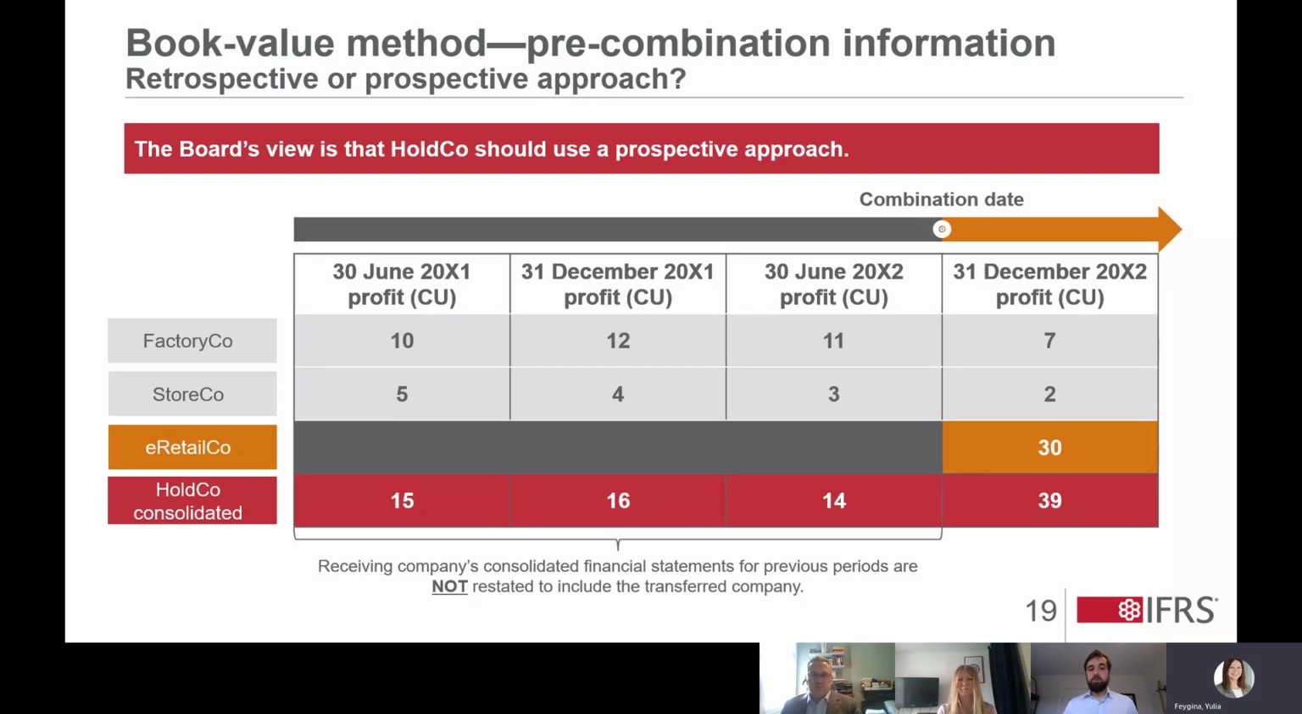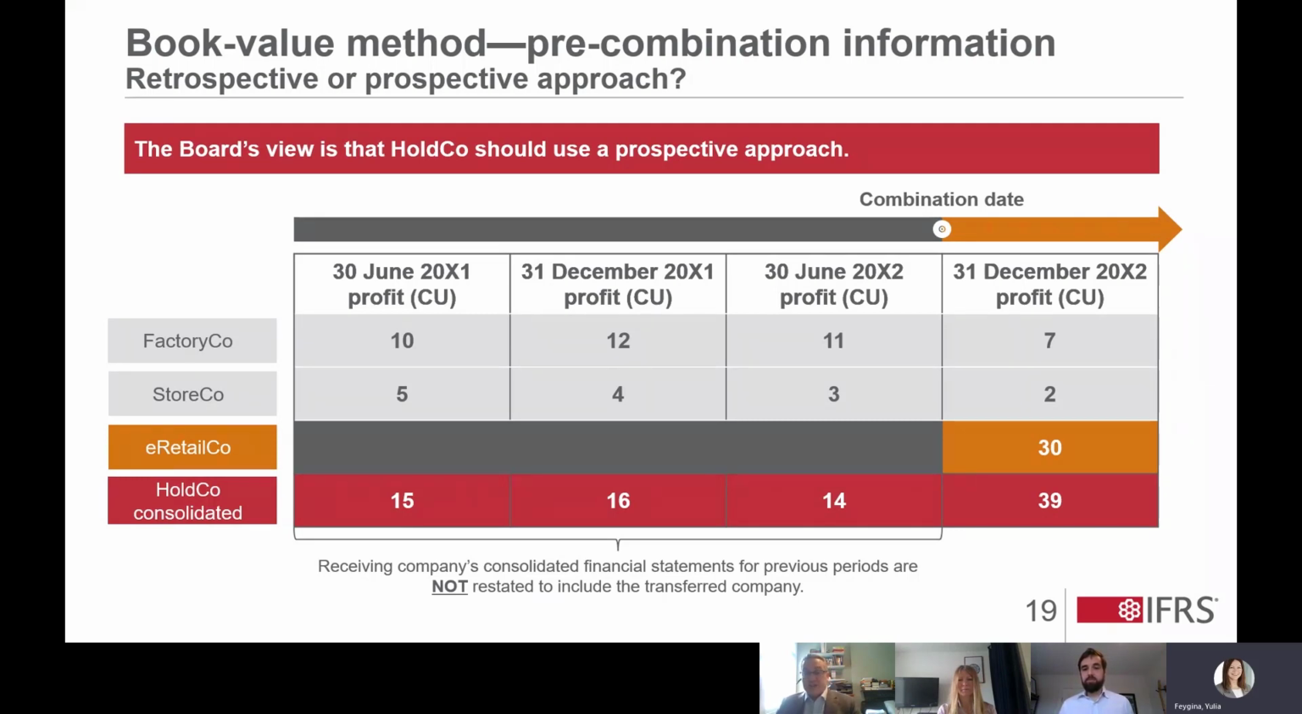After considering both approaches, the board thinks that the receiving company should include the transferred companies in its primary financial statements only from the combination date. However, the board does not prohibit providing pre-combination information about all combining companies in the notes.